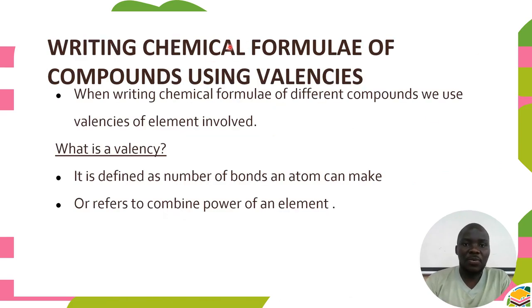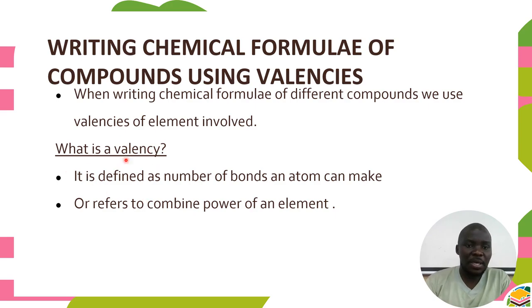I'm writing now the chemical formula of compounds using the valences. When writing chemical formula of different compounds, we use valences of elements involved. So what is a valence? It can be defined in two ways. It is defined as number of bonds an atom can make, or refers to combined power of an element. These are the two definitions that we can use when we are defining valence.